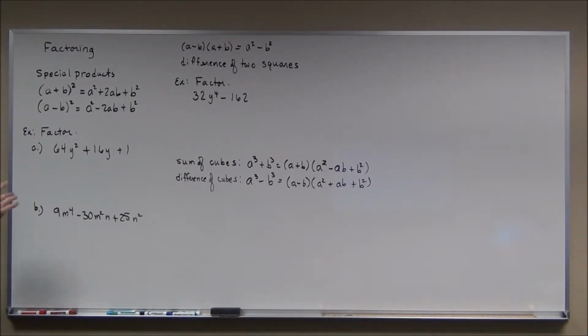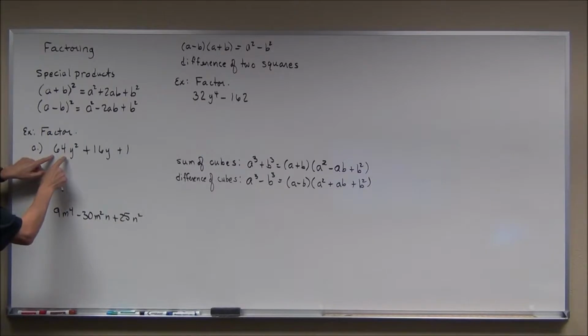But if you recognize this as a perfect square trinomial, you have to look for 4 things. Is this a perfect square, the first term? Yes, it's 8y times 8y. Is the last term a perfect square? Yeah, it's 1 times 1.